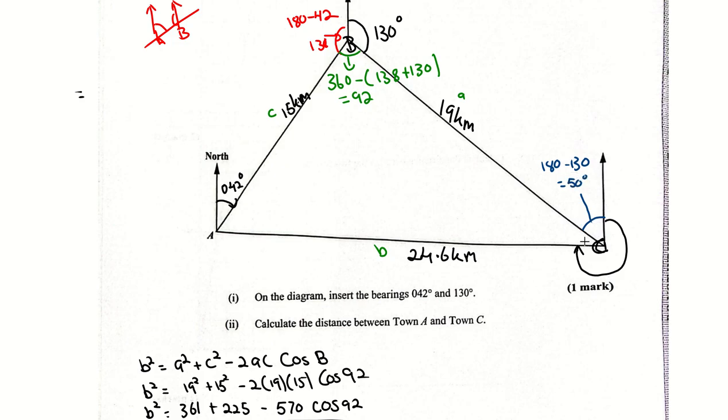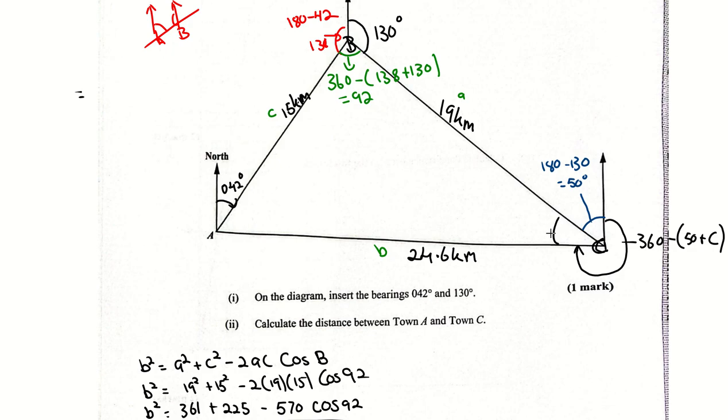We don't know what this angle is. We have to find out this angle here first and then subtract. So the black angle, the bearing of town C to town A, or point C to point A, would be 360 subtract 50 plus, we need to find this angle here. Let's call this angle C, and that would give you the bearing.